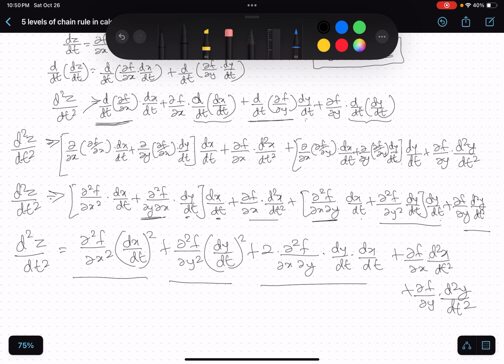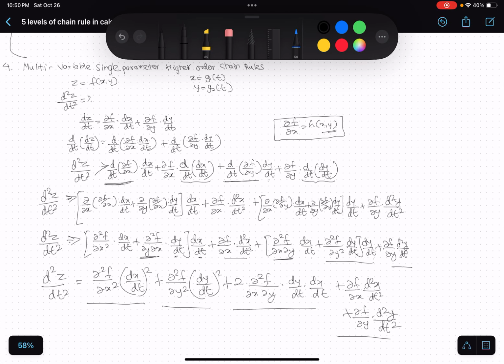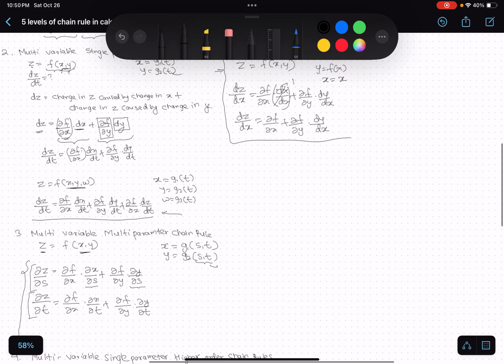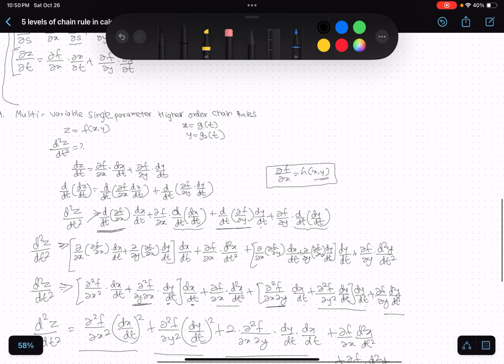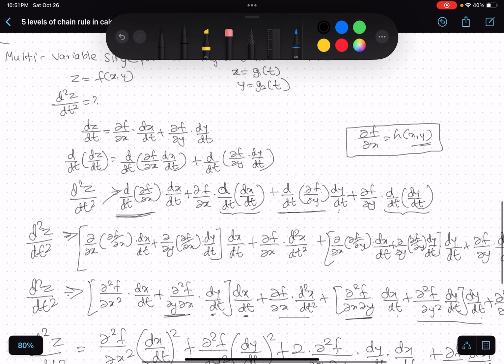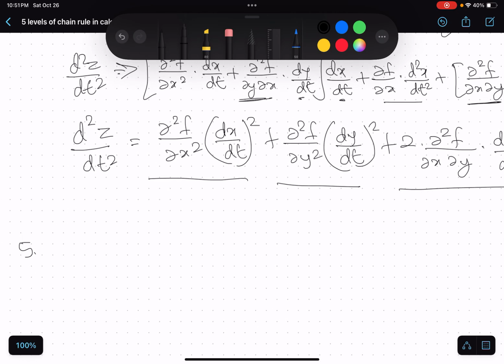Now you can just remember this if you want to. This is the multivariable single parameter chain rule, higher order chain rule. Now the last one is not so different. Just like how the second one generalized the third one, similarly the fourth one will generalize the fifth one. So this is the multivariable multi-parameter higher order chain rule.